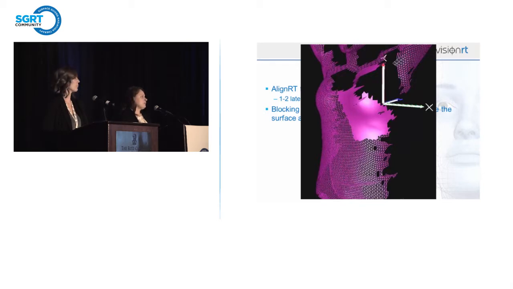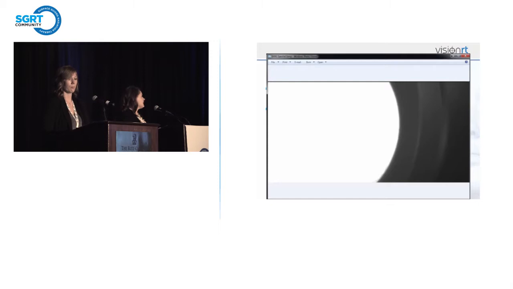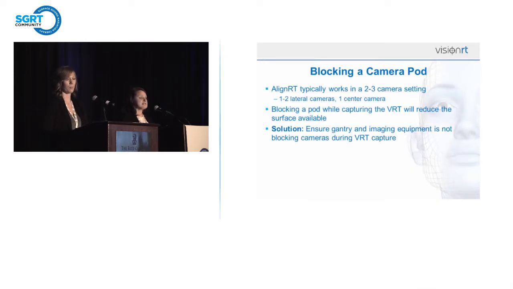So these are things that we want to be mindful of when we're capturing the image. When we look at the speckle pattern, we'd actually see the gantry or the imaging arm or whatever is blocking the camera in that speckle image. And our solution is obviously to ensure that the gantry, the imaging equipment, or whatever is blocking the camera is not blocking when we take that reference capture. So this may mean moving the gantry to get a good image capture.